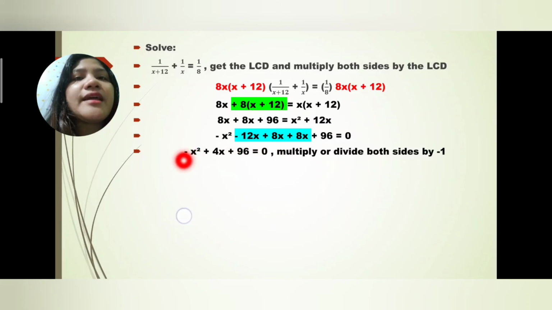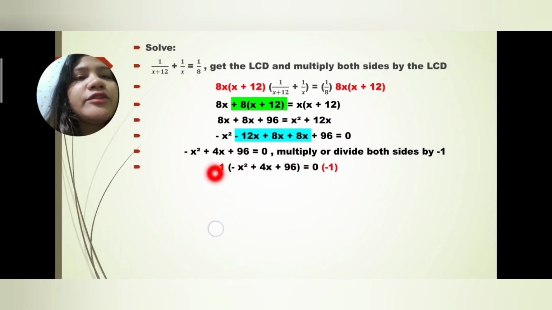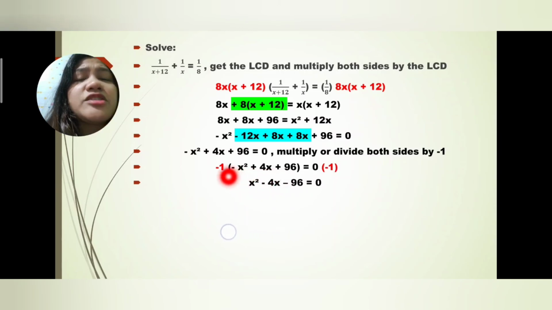Since hindi pwede na negative yung first term, yung ax squared, so, ang gagawin natin, multiply or divide both sides by negative 1. So, it's up to you ha kung i-divide mo or i-multiply. Same lang yung lalabas na result. So, ito naka-red, ito yung negative 1, multiply natin sa left side, then 0 times negative 1. So, substitute natin yung negative 1.